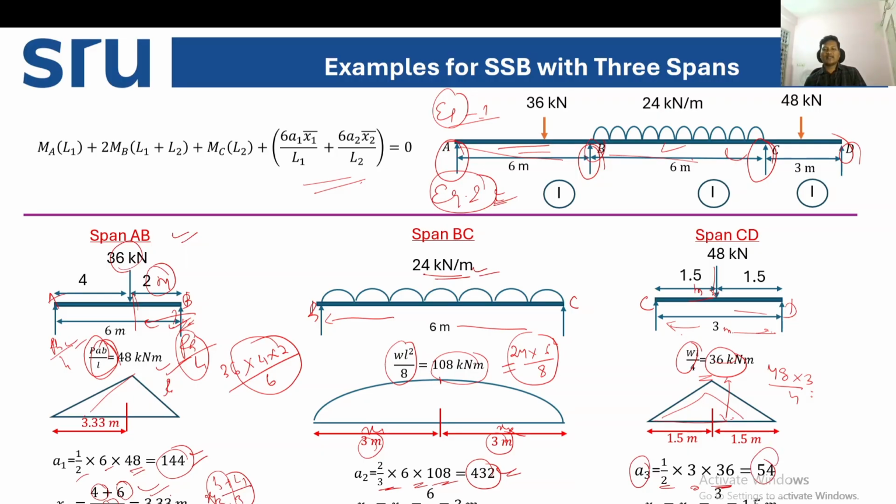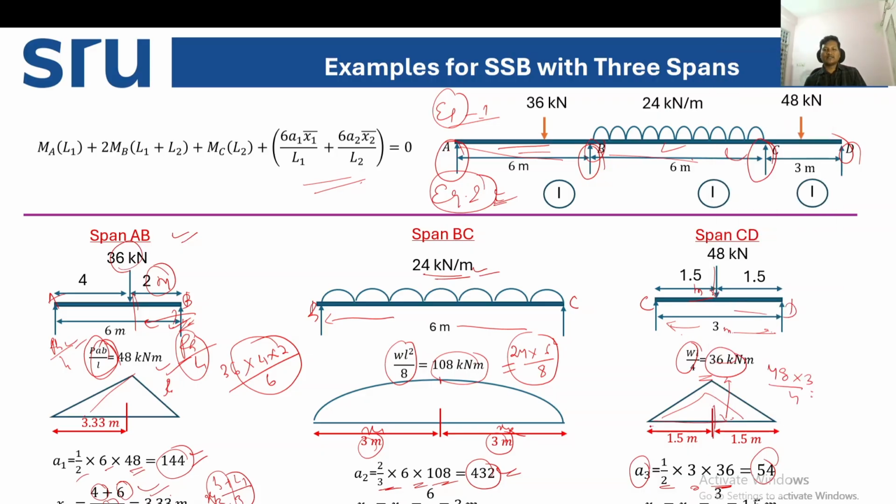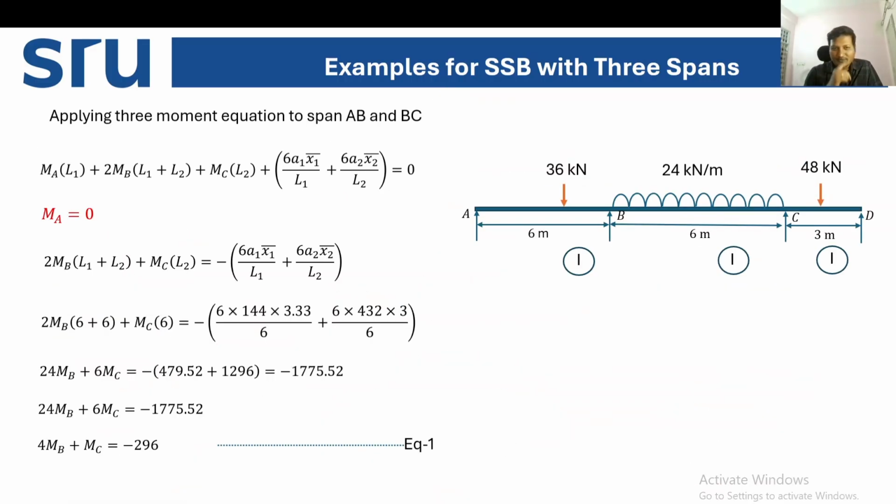And what is XL and XR? The load is at the center, so the centroid is also at the center. XL is the centroid to left support, and XR is the centroid to right support. That is nothing but L by 2, 1.5 meter. Now we'll write the equations.